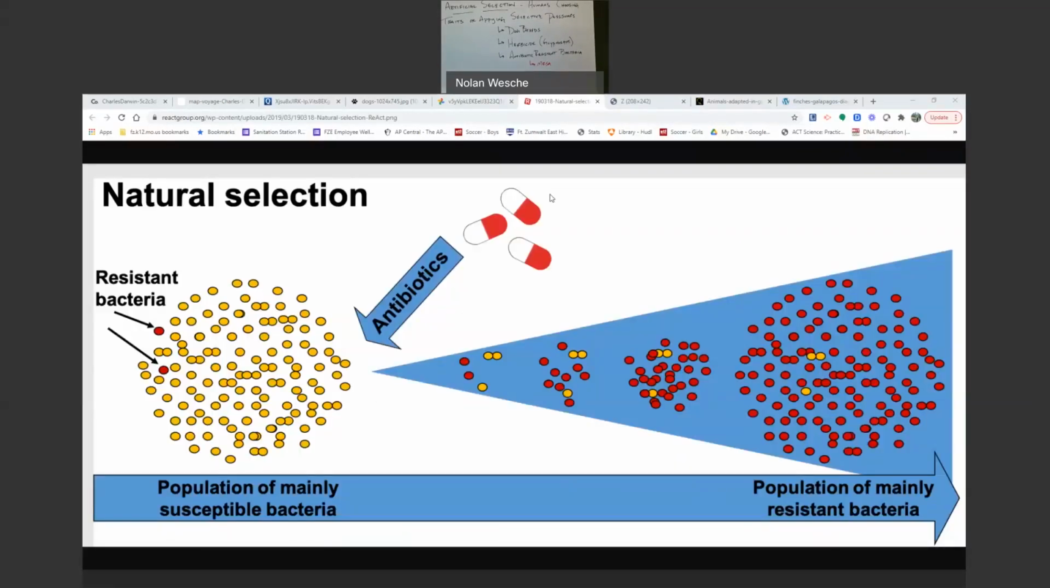Here's the antibiotic resistance example. So we have, again, bacteria, some that are resistant, some that aren't. We treat with antibiotics. The antibiotics kill the population of susceptible bacteria, leaving behind the individuals that are resistant, and then future strains are going to be composed primarily of these resistant bacteria.